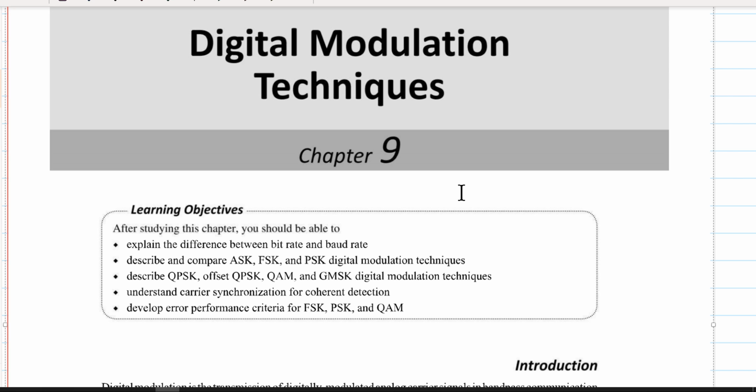about synchronizing the clock of the carrier signal for us to achieve coherent detection. And last but not least is to understand or perform some performance analysis for different digital modulation techniques.